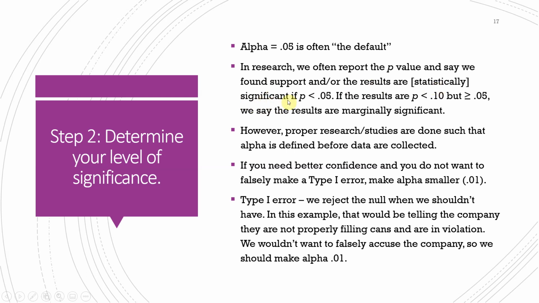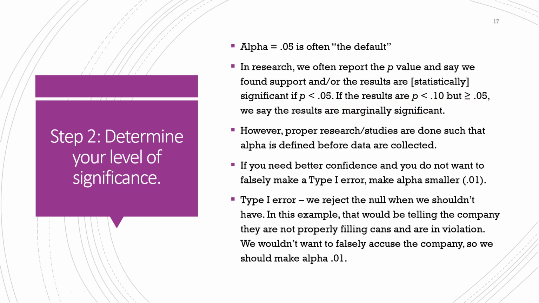So, meaning that we found results that are less than the given p-value. So if p is less than 0.05, we have significant results. If they are less than 0.10 but greater than or equal to 0.05, we say the results are marginally significant.